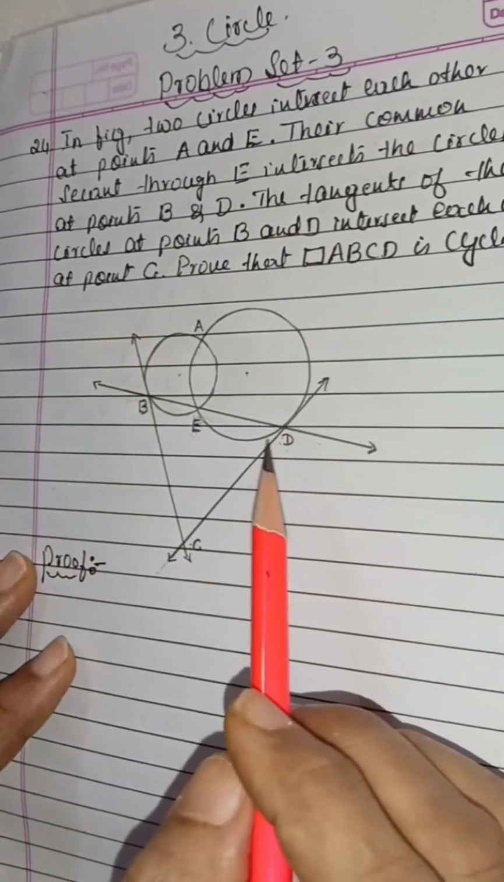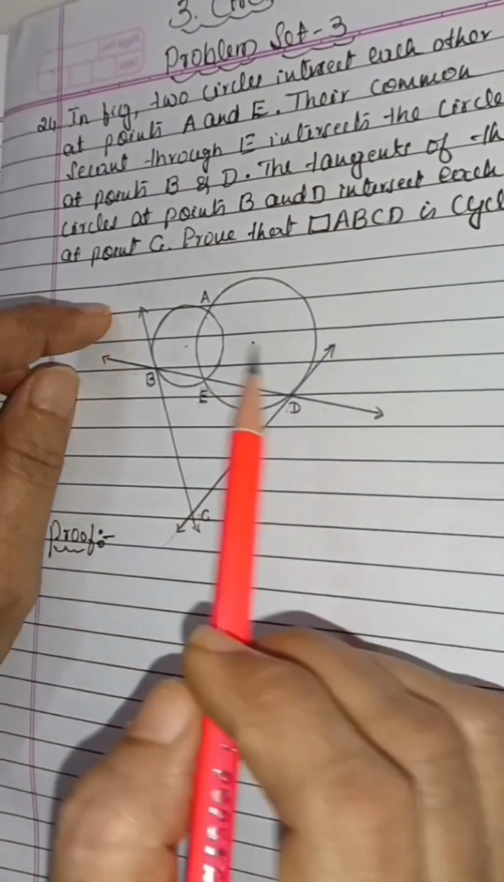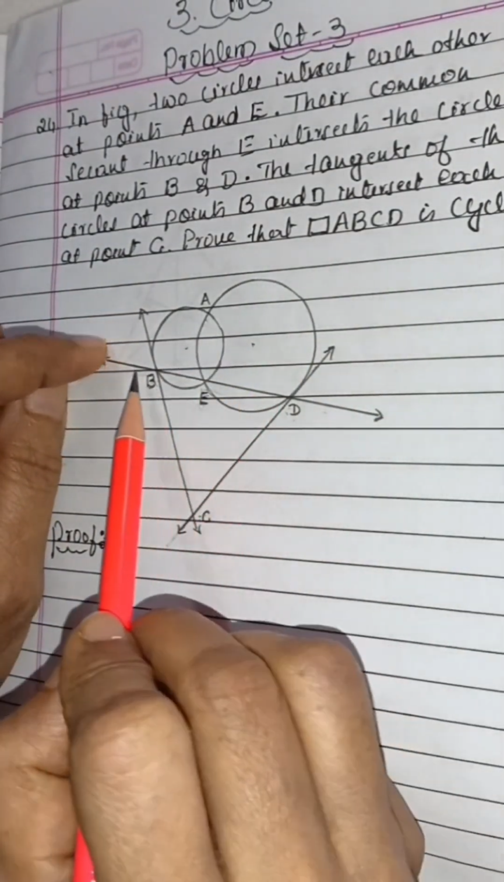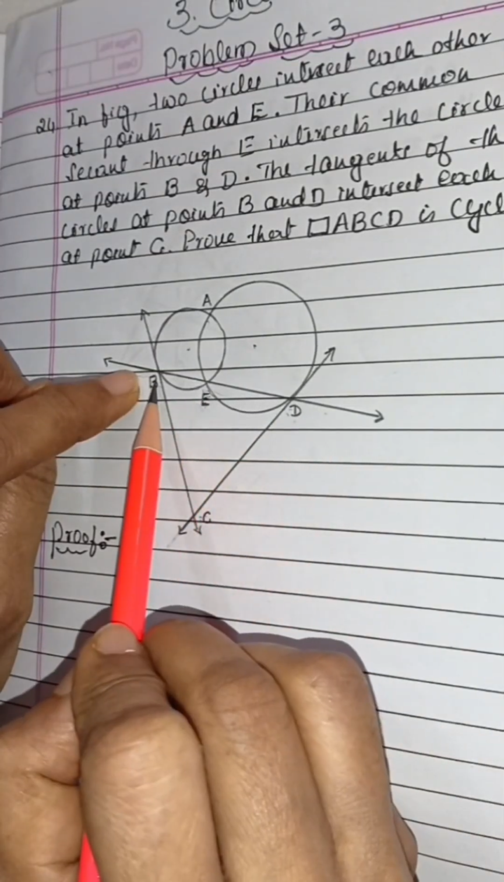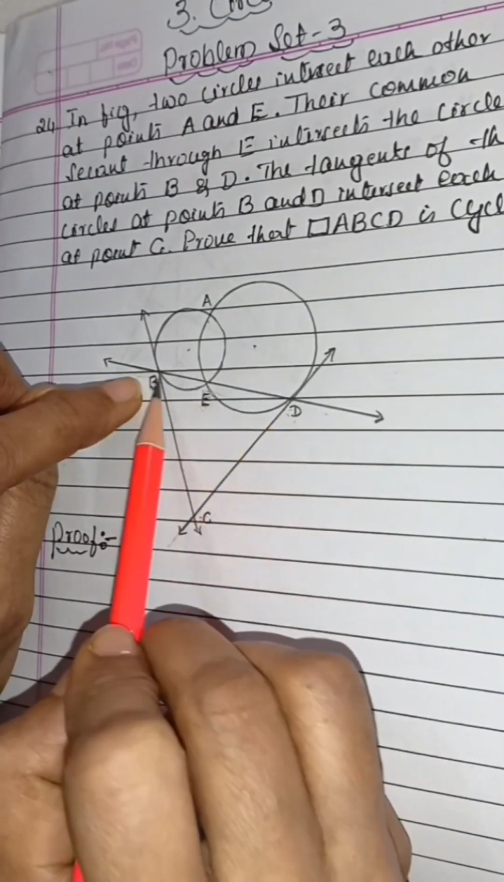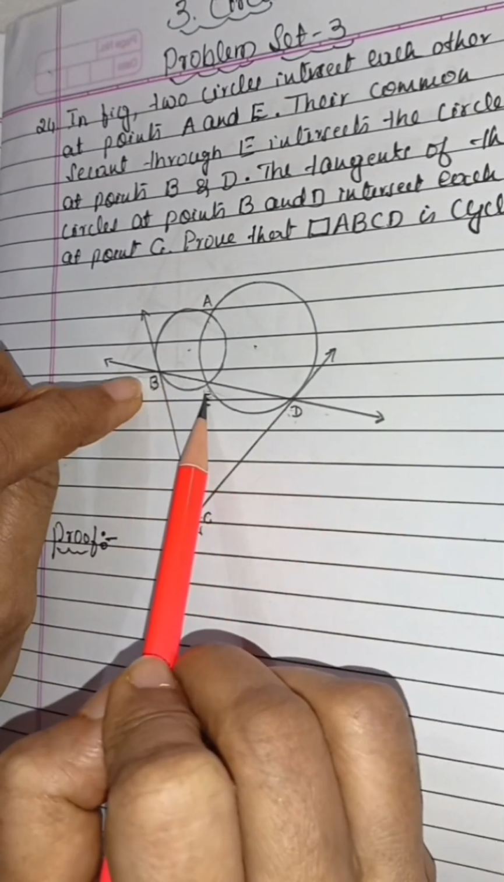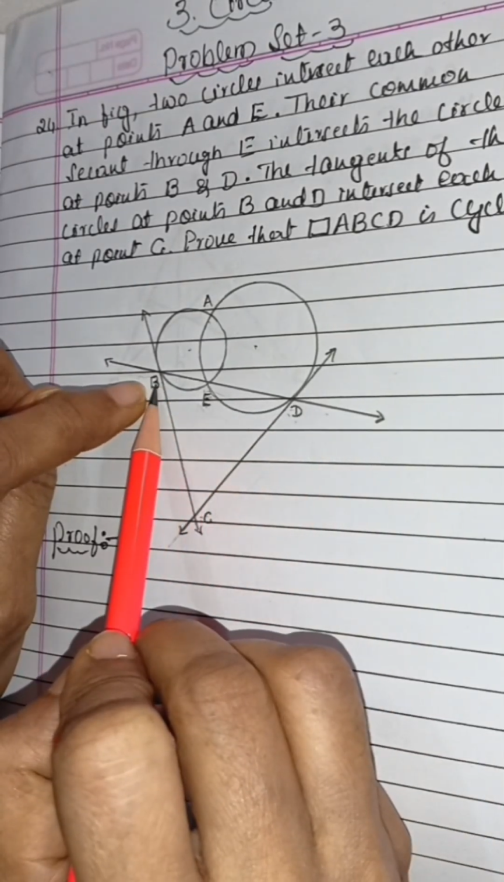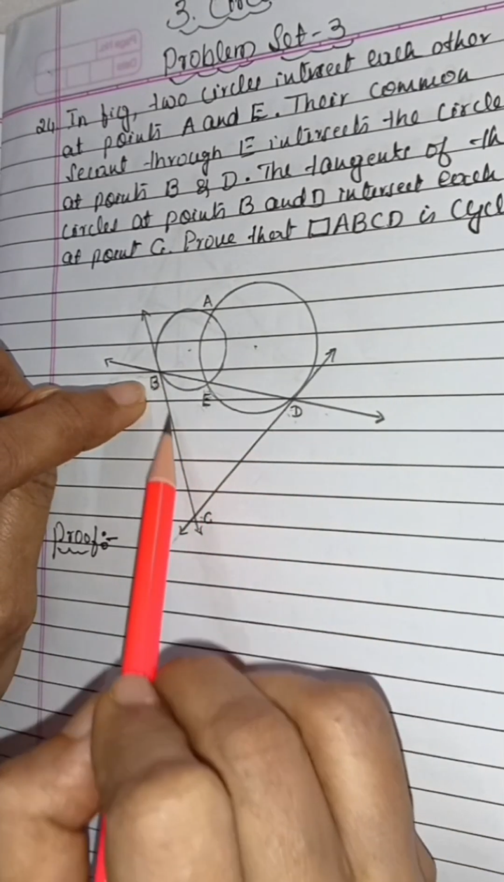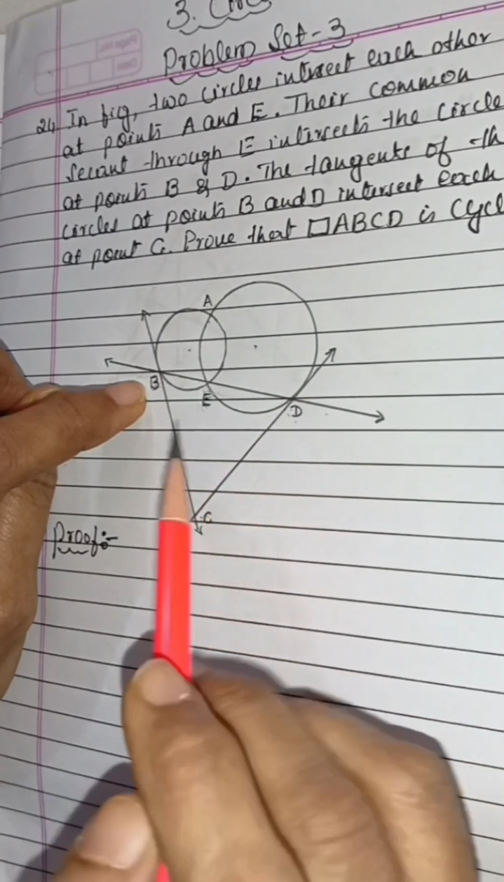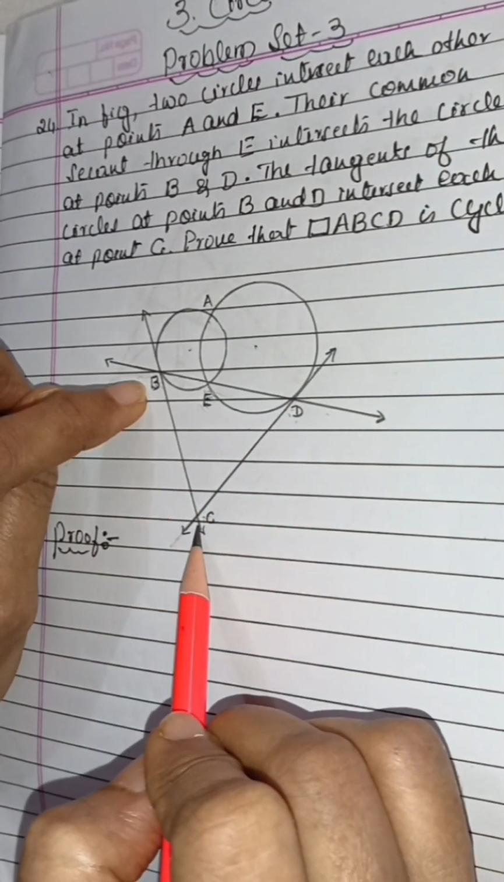So for this, see, these are the two circles. This is a secant through E, and it intersects the circles at B and D. And these are the two tangents of the circles at B and D. They intersect at point C.